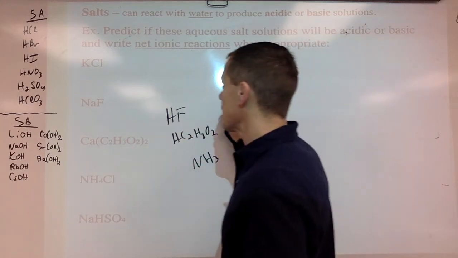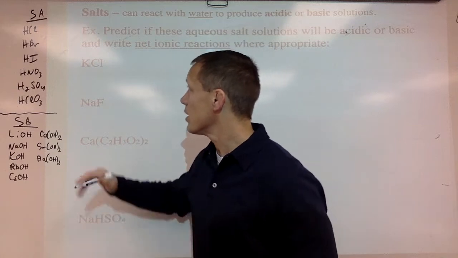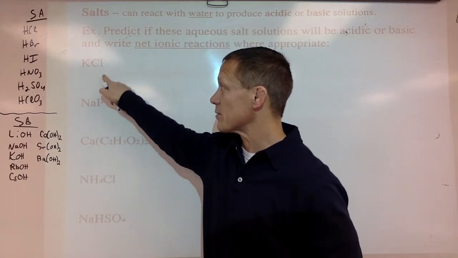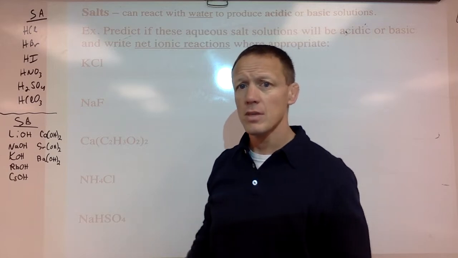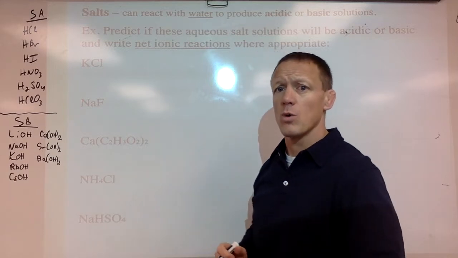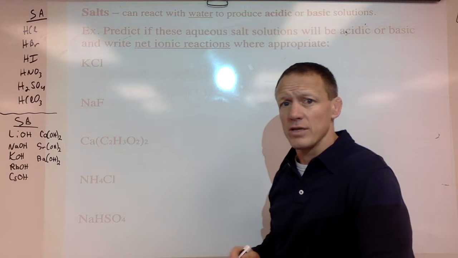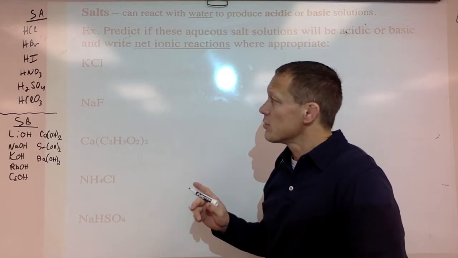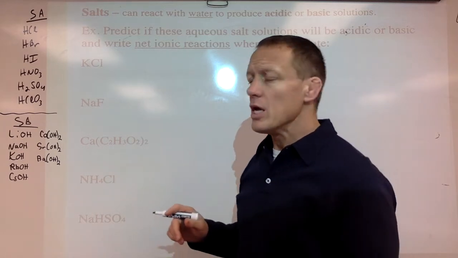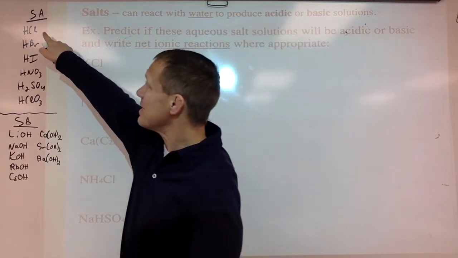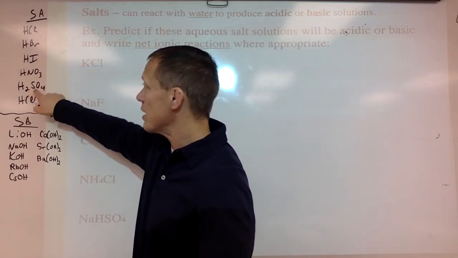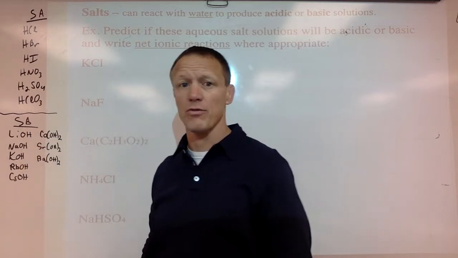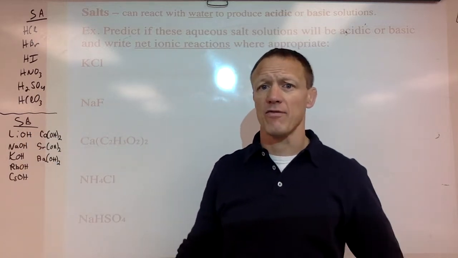But you also have things like salts. These are salts: potassium chloride, sodium fluoride. So ionic compounds, when they dissociate in water, can sometimes make acidic or basic solutions. And here's kind of your major rule. If you see any of these anions, chlorine, bromine, iodine, NO3, SO4, or ClO3, those ions do not affect pH.